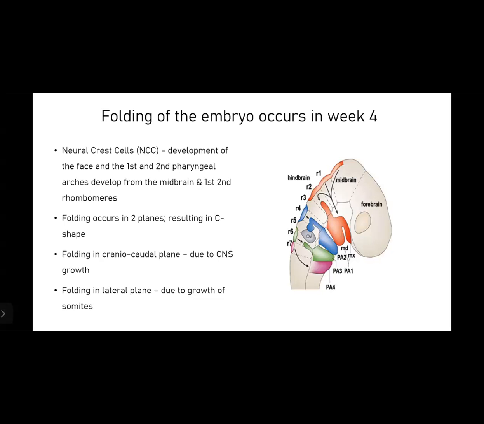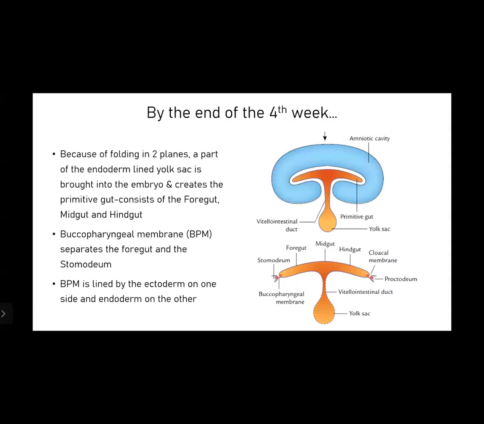Okay, and why does this happen? The folding in the craniocaudal plane occurs due to the growth of the central nervous system, whereas the folding in the lateral plane occurs due to the growth of the somites, and the somites and the rhombomeres are the precursors for the myotomes and muscles in that region.